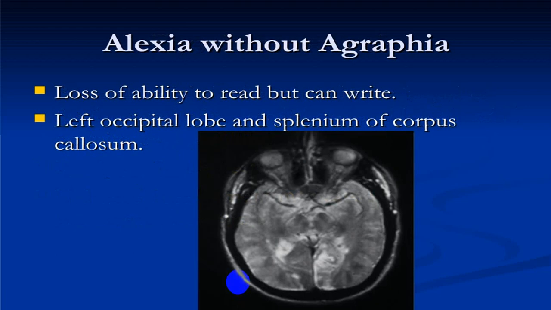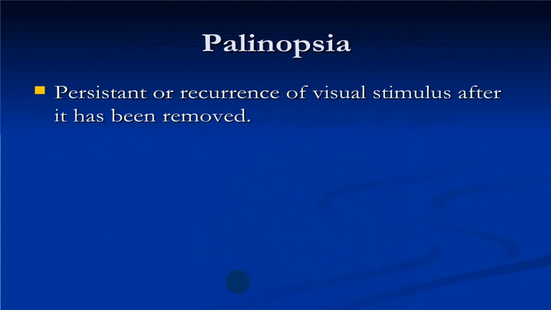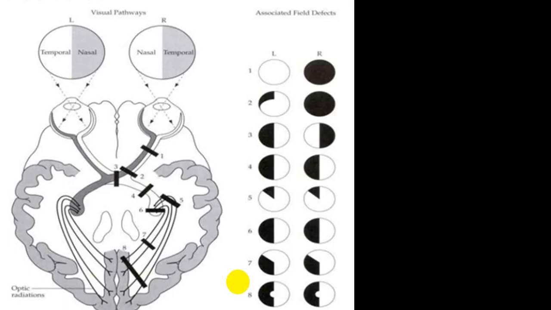There is something called Alexia without Agraphia, loss of ability to read but can write. That is, reading is Alexia. Without Agraphia means person can write. If you say Agraphia, means person is also not able to write. And that will happen very commonly if there is a left occipital lobe damage. This is palinopsia, persistence or recurrence of visual stimulus after it has been removed. That is palinopsia. This is again a quiz if you want to go through at your leisure time. Start from 1. What are the different lesions and where is the lesion?